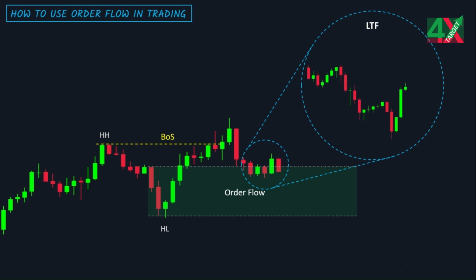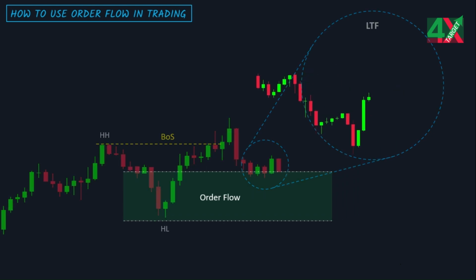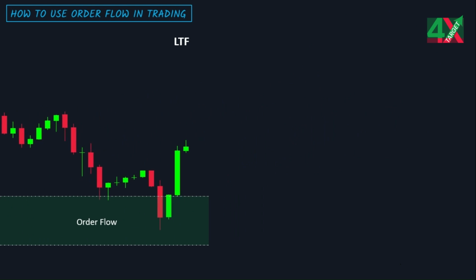At this stage, you drop down to a lower time frame, such as the 15-minute or 5-minute chart, and observe how price reacts. Rather than entering immediately, you wait for confirmation in the form of a market structure shift, which signals that buyers are regaining control and institutional participation is active again.